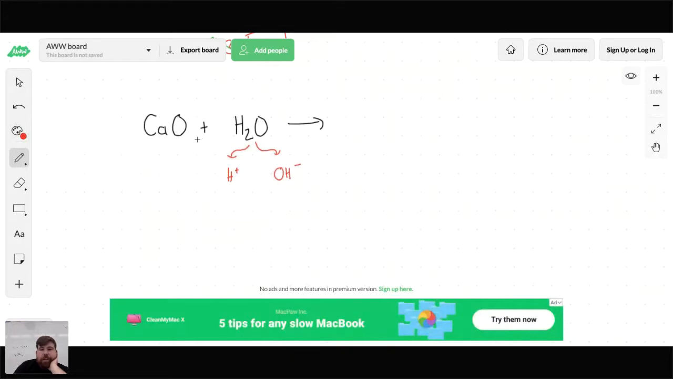I totally know what this one is. Okay, so this is actually a special reaction. This is not a predict-via-the-ions reaction. This is the reverse of the decomposition of a metal hydroxide. So let me show you what I mean by that.